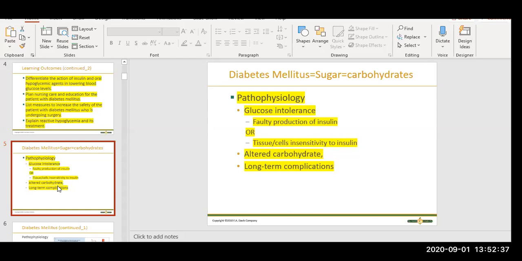So now let's proceed on with the pathophysiology of diabetes mellitus. So it can be several things. It can be an intolerance to glucose because your pancreas isn't making enough insulin or any insulin, or because your cells and tissues have become desensitized to insulin. And when we talk more about insulin, insulin is an Uber driver inside your body. Just remember that. Okay. So glucose intolerance, altered carbohydrate metabolism, and we'll get to that. And then long-term complications, which can be horrible. Talk about that in a second.